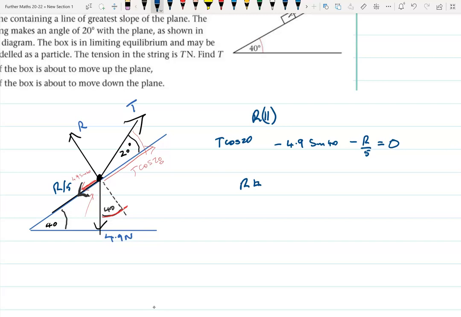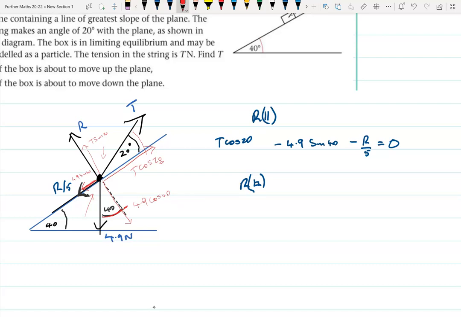So anyway, resolving perpendicularly. This time the friction, which is R over 5, won't come into that equation because it's parallel. But we've got R going exactly upwards. We've now got the component of T going this way, which will be T sine 20, because of this space here, where we've marked the angle. So that will be T sine 20. And then we've got the component of the weight, this 4.9 newton weight, which is next to the 40 degrees I've marked on the diagram. So that's 4.9 cos 40.